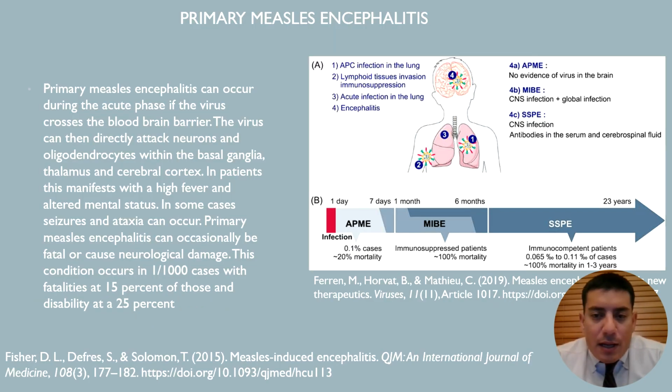One of the serious complications of measles is called primary measles encephalitis. Basically, when the virus manages to cross the blood-brain barrier, it attacks the neurons and oligodendrocytes within the basal ganglia, thalamus, and cerebral cortex. This manifests as high fever, altered mental status, and in some cases, seizures and ataxia. This occurs in only about 1 out of 1,000 cases, but unfortunately, there is a significant fatality rate of 15%.